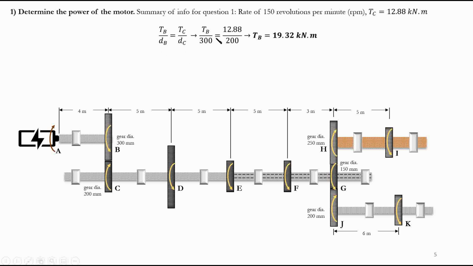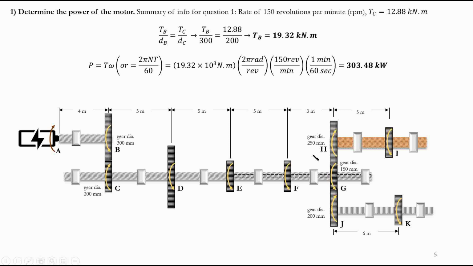So the diameter of the gear is given as 300, so TB over 300 is equal to TC over 200, right? And TC is known, we found it before, so from here we can get our TB value. If we get our TB value, we know TA as well, because this shaft is in equilibrium, so TA is equal to TB, based on simple equilibrium.